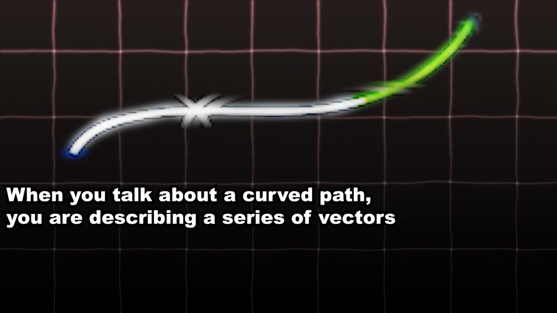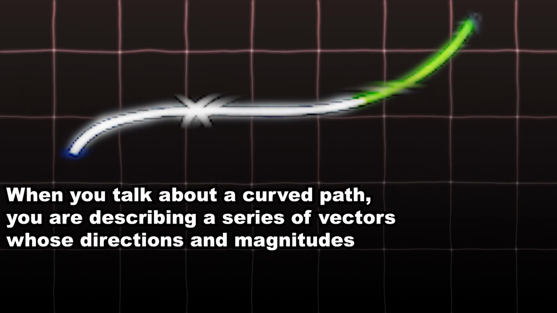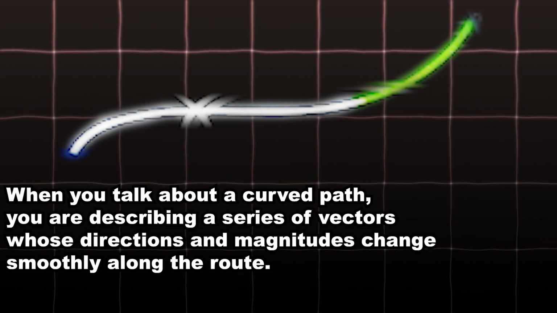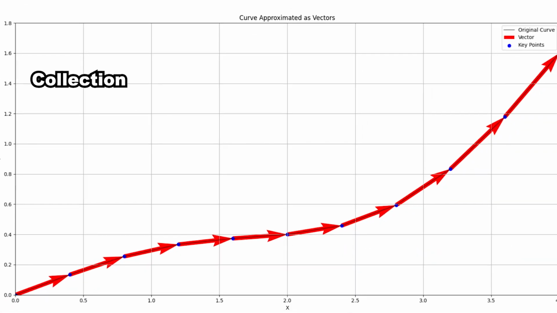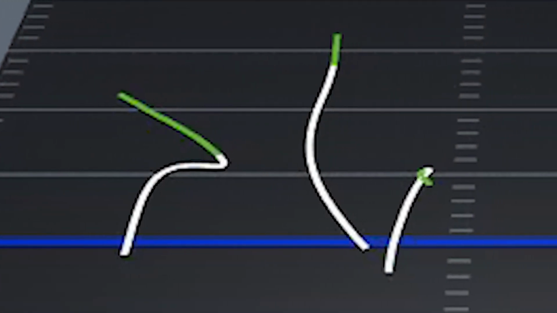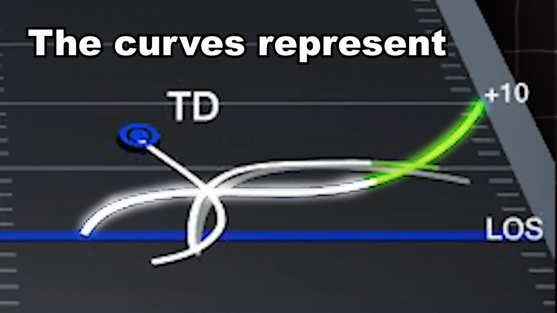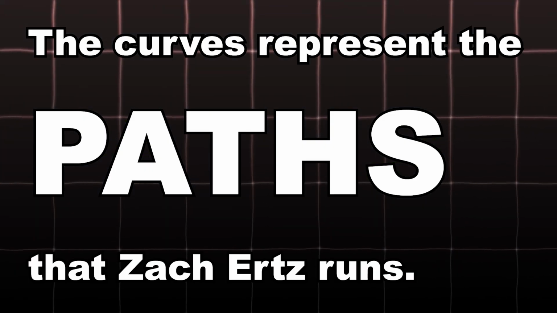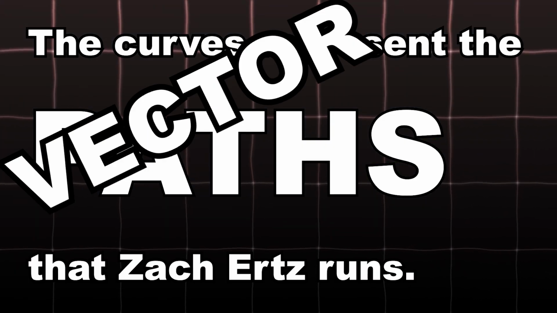But when you talk about a curved path, you're describing a series of vectors whose direction and magnitudes change smoothly along the route. So instead of a vector, it's really a collection of vectors that form a vector field or a parametric curve. So in the case of the routes we see here, the curves represent the paths that Zach Ertz runs, and that can be described using vector calculus.